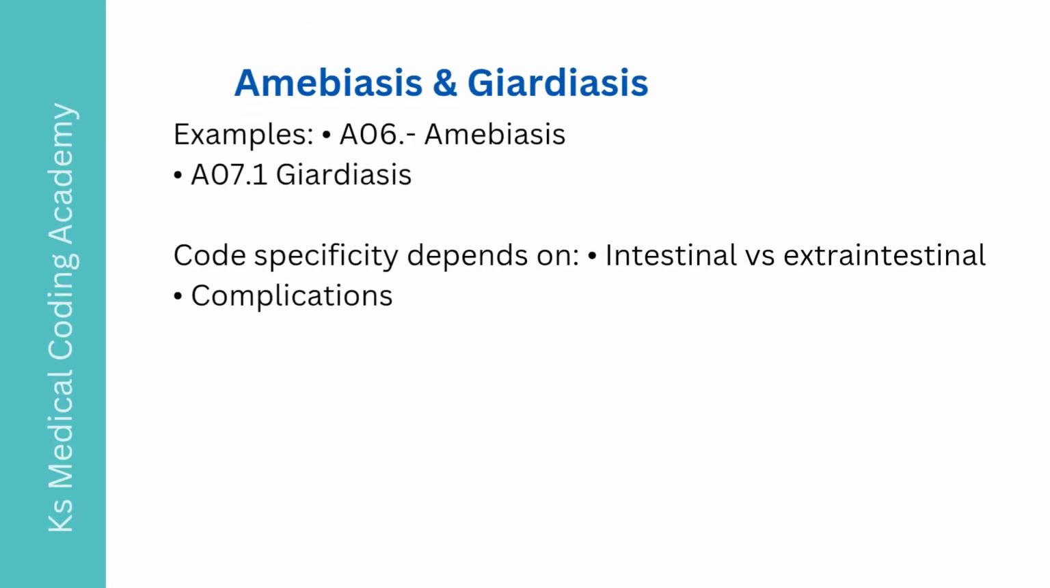Amoebiasis and giardiasis. Amoebiasis is coded from category A06, and giardiasis is coded as A07.1. Code selection depends on whether the infection is intestinal or extraintestinal and whether complications are present.